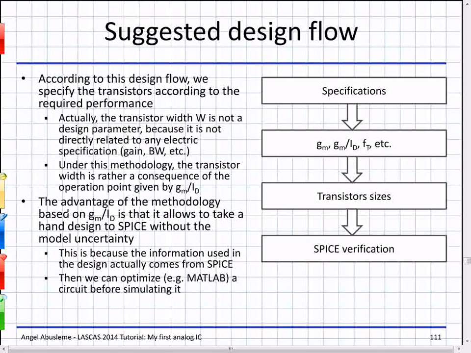So this is a suggested design flow. According to this design flow, we specify the transistor according to the required performance. We don't do it according to the size. So the size of the transistor is a consequence of this design flow. We begin with specifications. We say we want certain GM over ID, certain FT. Then we size transistors, and then we verify. And we iterate as many times as necessary.